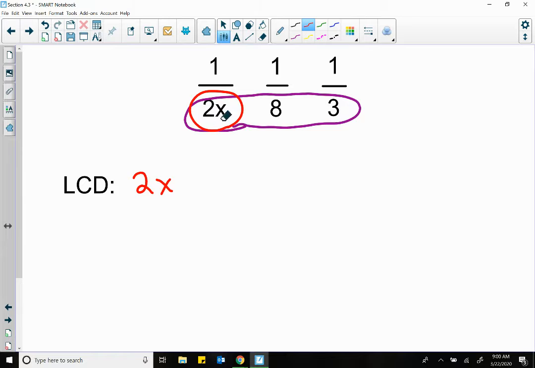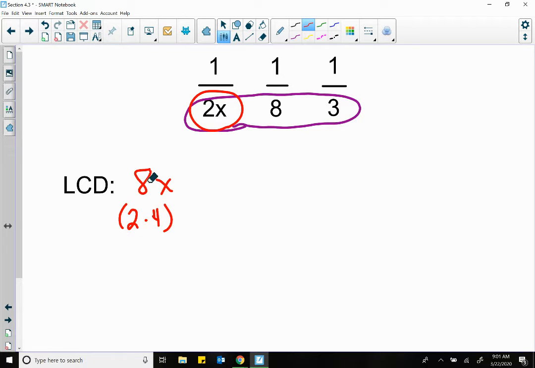So my first denominator, 2x, is definitely covered by 2x. But when I move to my second denominator, does 2x cover 8? No, because there's not an 8 embedded in here. Okay? So what can I do to change this 2 to a number that will cover the 8? Well, I can change the 2 to the number 8, because 8 will cover 8. And 8 will cover 2 because 8 is made up of 2 times 4.